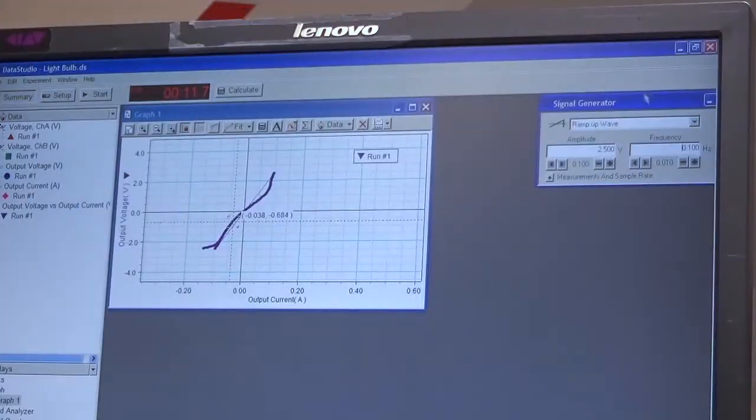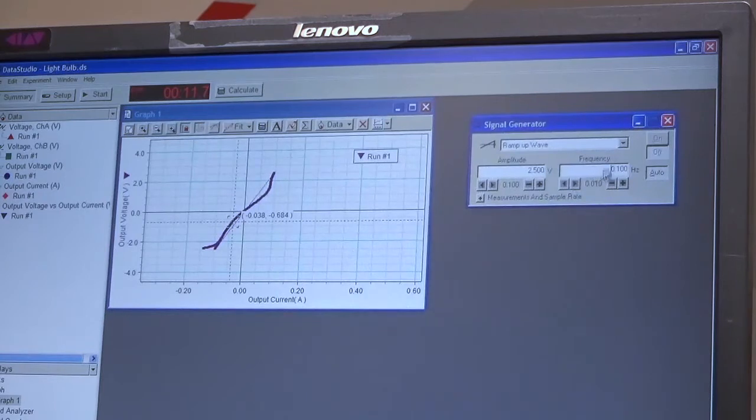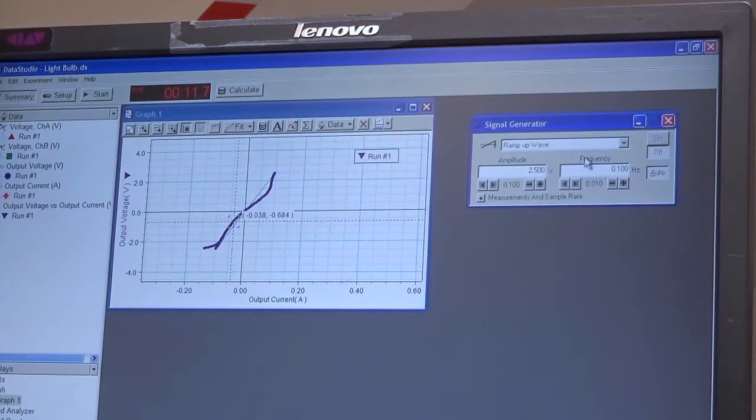So in the case over here, the frequency at which that voltage was applied was about 0.1 hertz. So we were applying a voltage with an amplitude of 2.5, and it was being applied to that light bulb at 0.1 hertz, which is a very minimal frequency. So how can the frequency in that case affect the behavior of the light bulb?